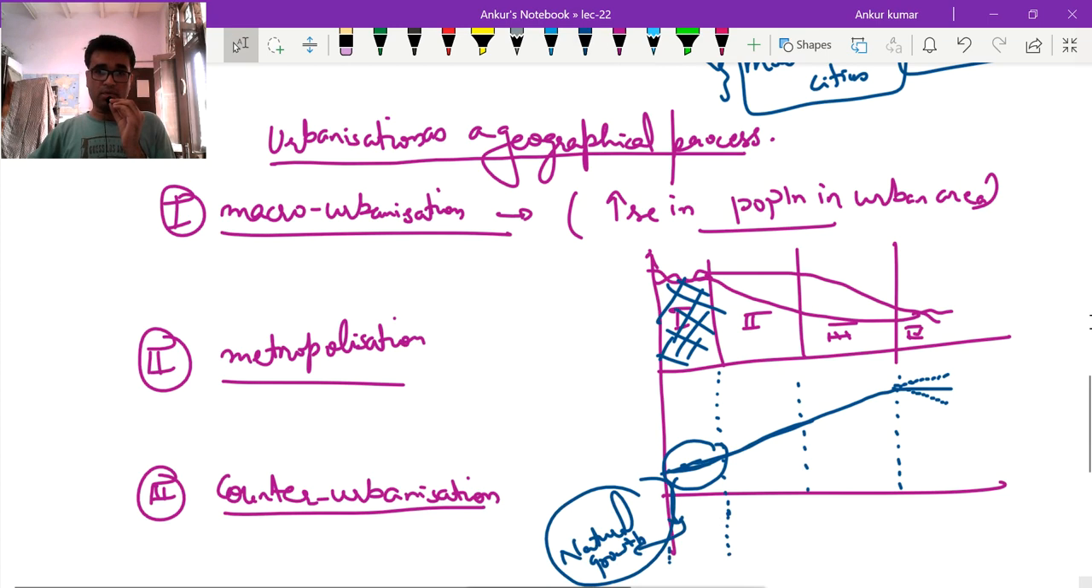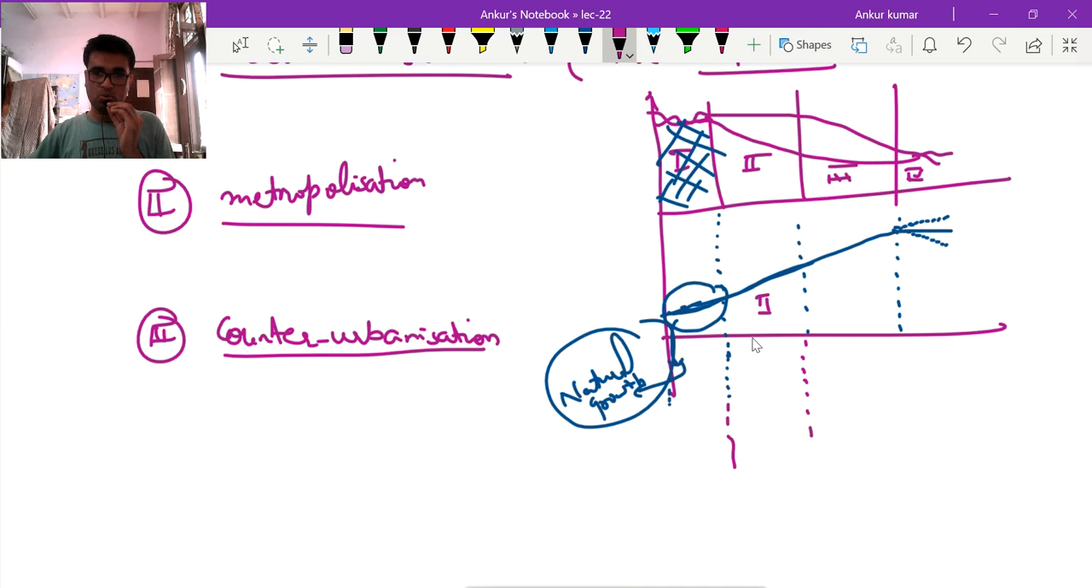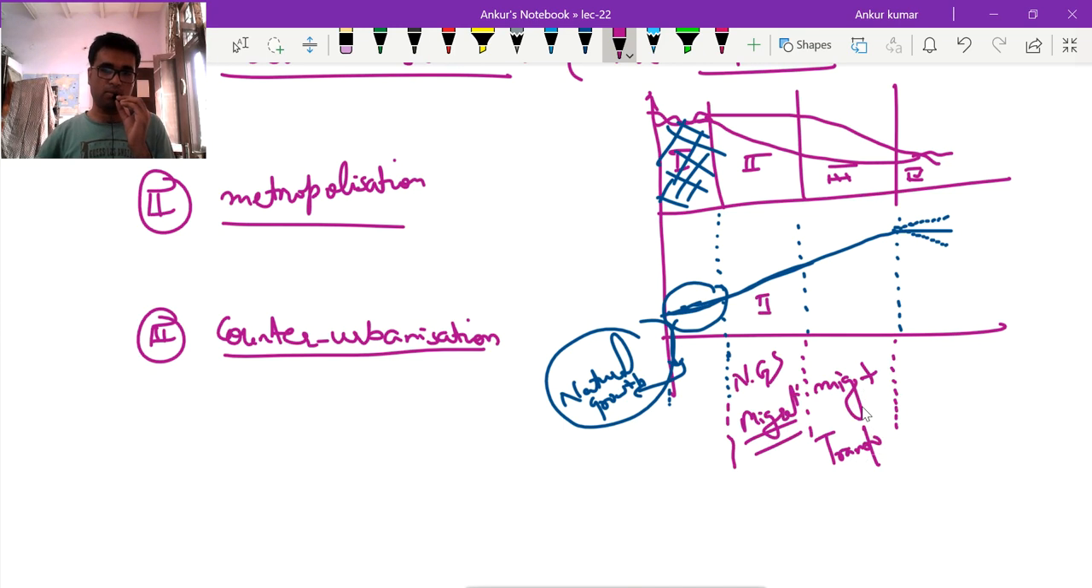But in the second phase, what we can say is that the natural growth was still more than migration. In phase number 3, there is migration and transformation. What? Migration plus transformation of urban areas. For example, a smaller urban area becomes a bigger urban area, a class 3 city converting into a class 2 city. That is the transformation. So migration and transformation become more than the natural growth.